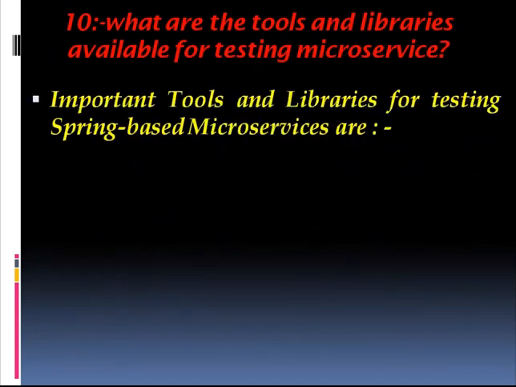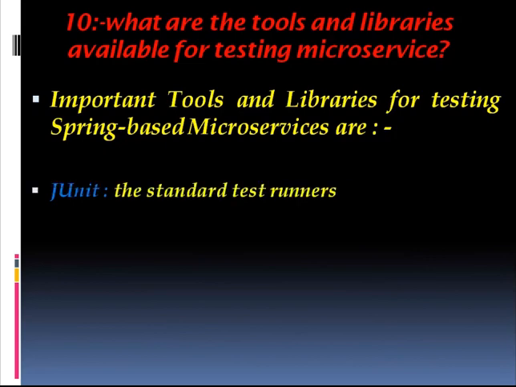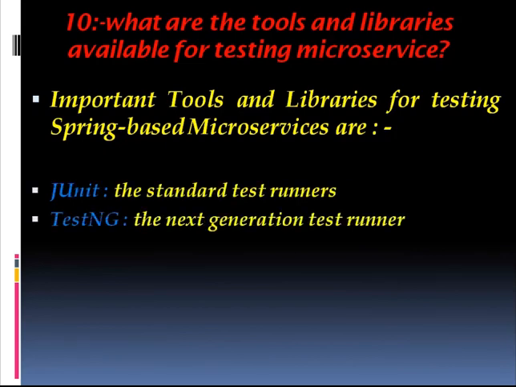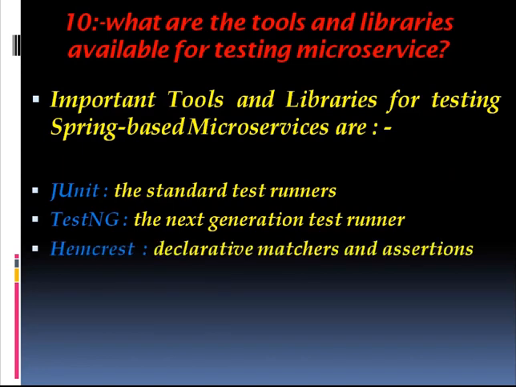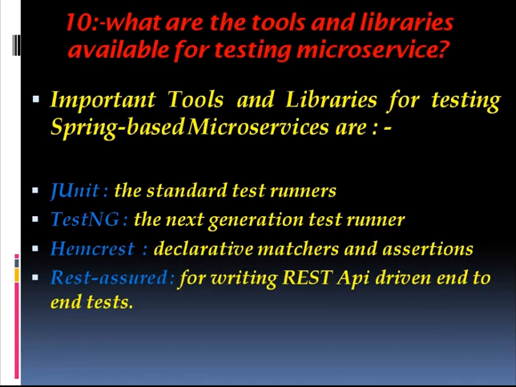What are the tools and libraries available for testing microservices? Important tools and libraries for testing Spring based microservices include JUnit, the standard test runner. TestNG, the next generation test runner. And Hamcrest, for declarative matchers and assertions.